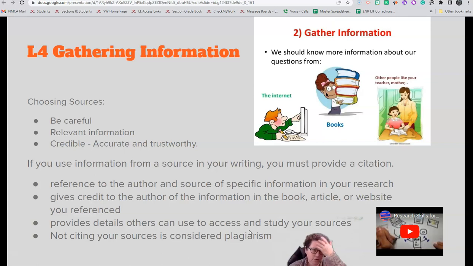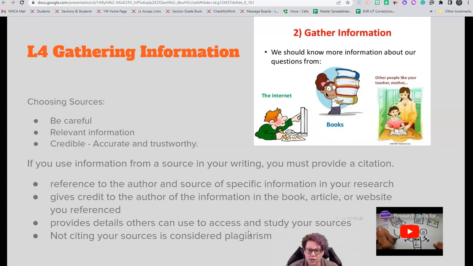And then basically you're going to put all that information together to teach your audience about that particular topic that you chose and to answer your question. Okay, so you have to be careful when you're choosing your sources that you're choosing relevant information and that your source is credible, or accurate and trustworthy. They're reliable. Okay, if you use information from a source in your writing, you have to have your citations or credits of some sort.